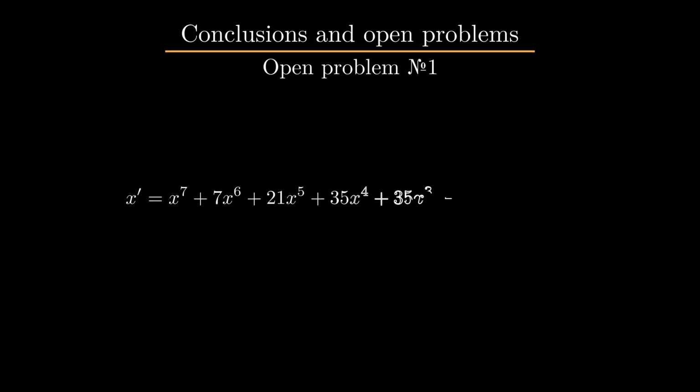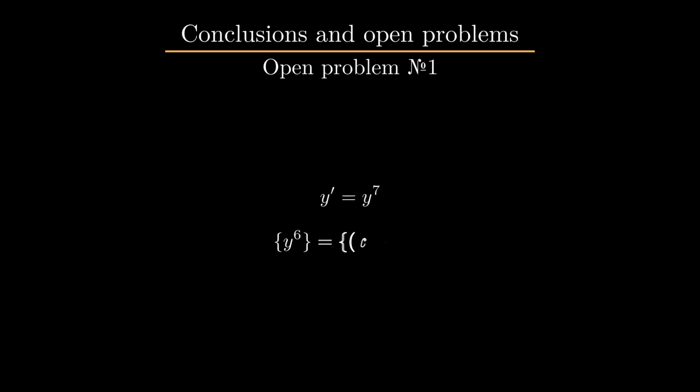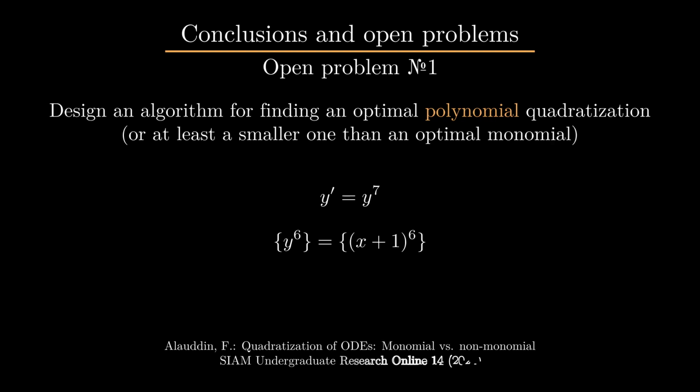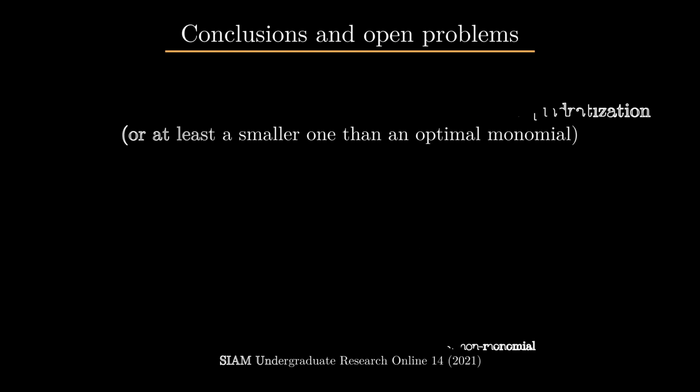Consider a small example. The optimal monomial quadratization for the system has order 3, with new variables x cubed, x to the 5th, and x to the 6th. Although, if we collect monomials into a polynomial and replace x plus 1 with y, we will now have a system with an optimal monomial quadratization of order 1, with a new variable y to the 6th, hence (x plus 1) to the 6th. This and more general approaches show that a polynomial quadratization may be of a smaller order than an optimal monomial one. Therefore, it's interesting to design an algorithm for finding an optimal polynomial quadratization.